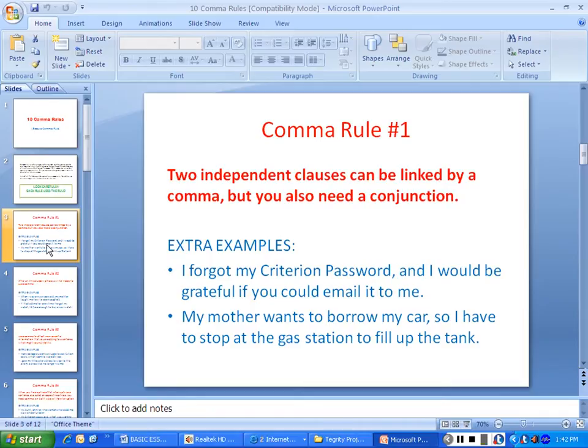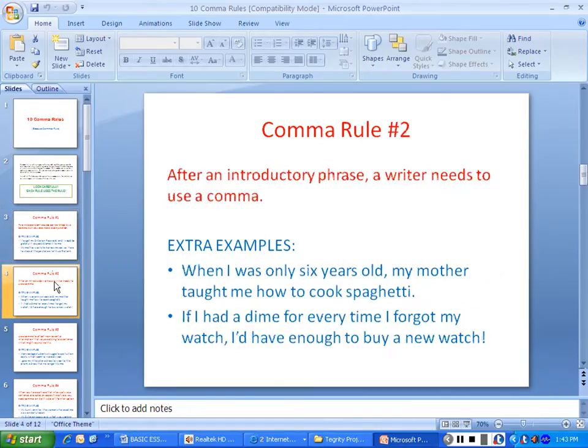Here are some extra examples. I forgot my Criterion password, and I would be grateful if you could email it to me. My mother wants to borrow my car, so I have to stop at the gas station to fill up the tank. Your job is not complete unless you have both the comma and the conjunction. In these three examples, we have a comma but, a comma and, and a comma so.